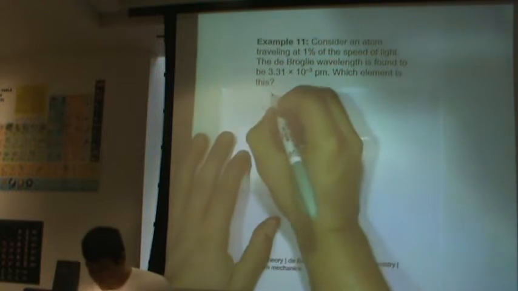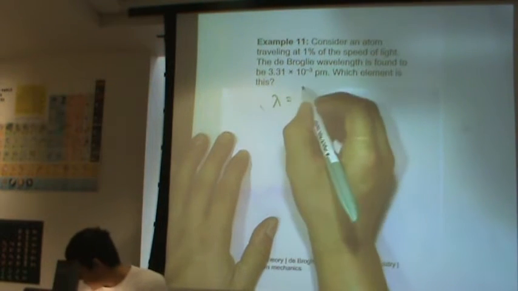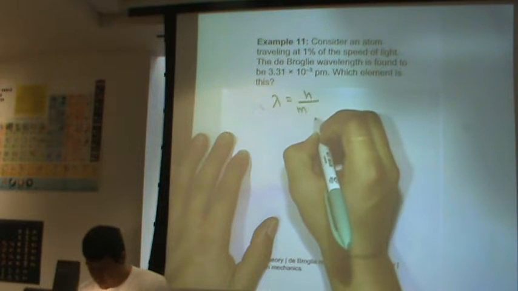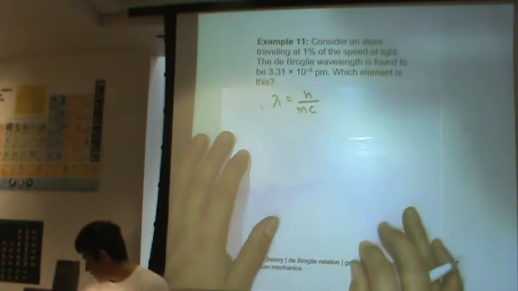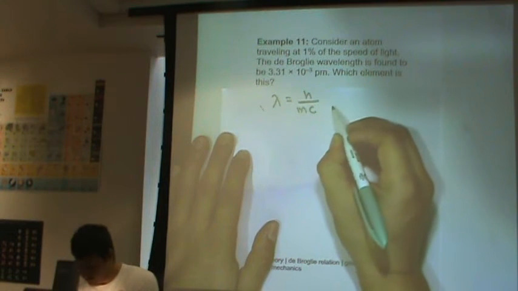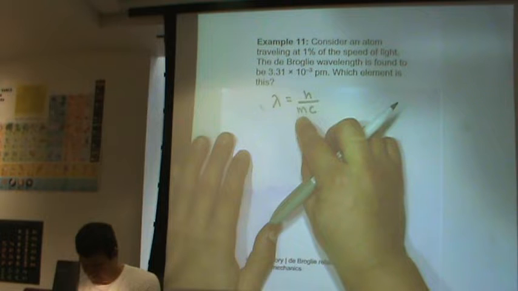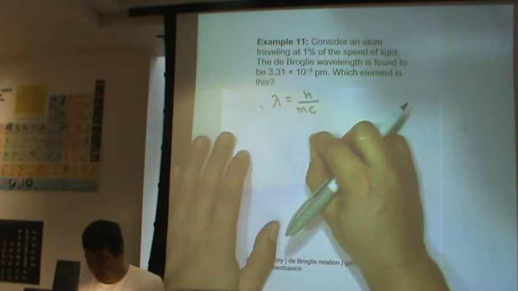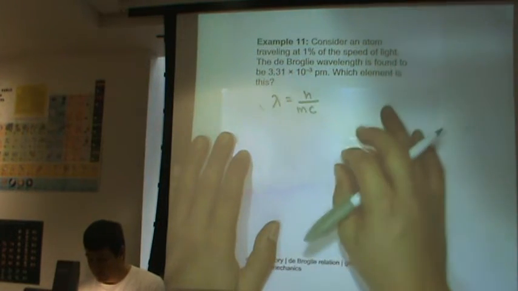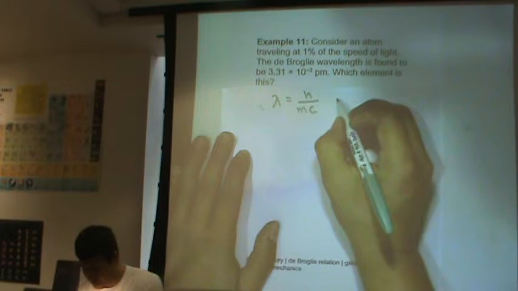So de Broglie wavelength is going to be equal to Planck's constant over m times c. We're going to solve for m here. Once we solve for m, we're going to go from the mass of one atom and, using Avogadro's number, go to a mole of atoms. And that's going to give us our molecular mass. You'll see how the math works out in a second.